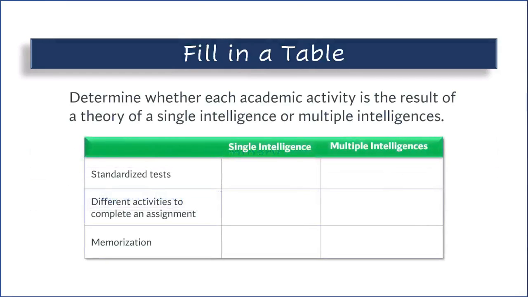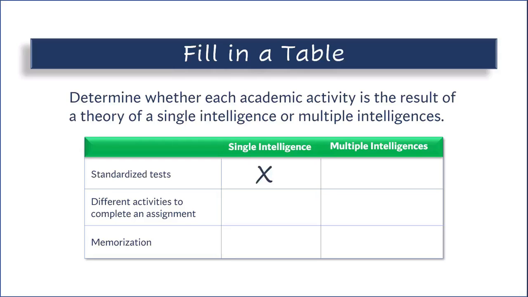Here, you'll need to determine whether each academic activity is the result of a theory of a single intelligence or a theory of multiple intelligences. If you recall from the passage, an industry has grown around the idea of a single intelligence, and this is responsible for the publishing of academic achievement tests. Standardized tests goes under single intelligence.